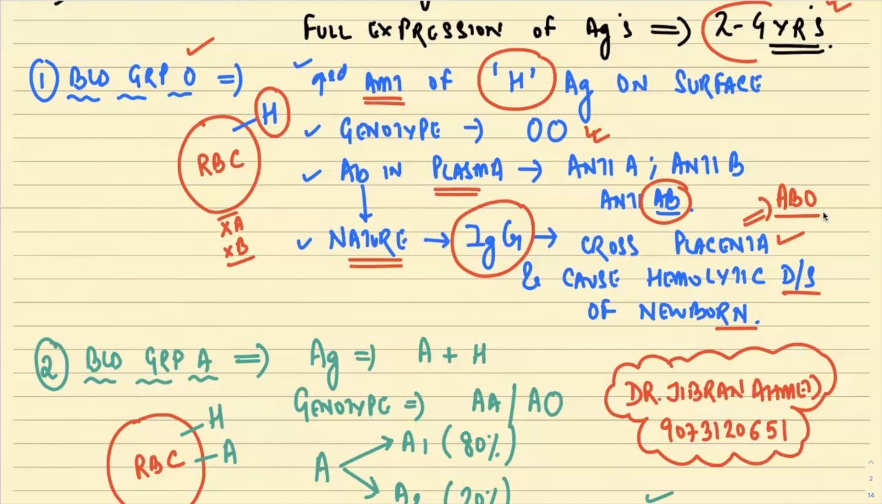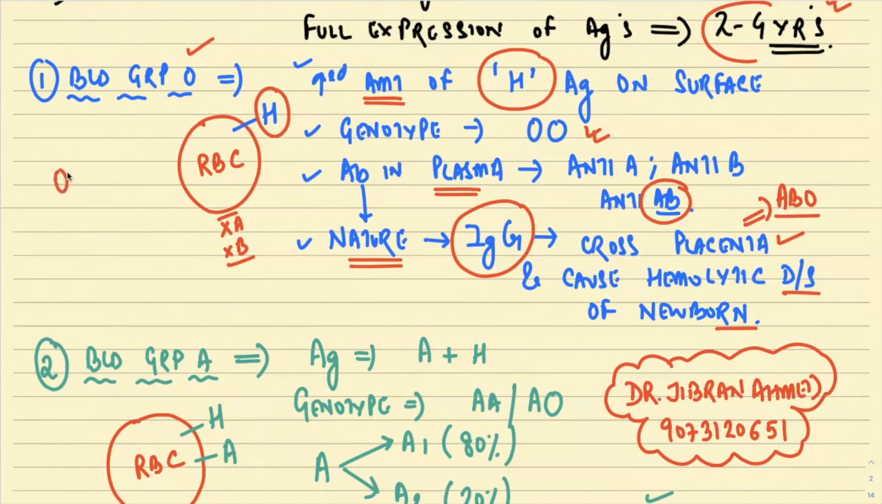So you will be telling me, sir, if, for example, the mother is O positive and the child is A positive, then why don't the antibodies in the mother cross over and kill the RBCs of the child? The reason over here, just remember what I am trying to say.